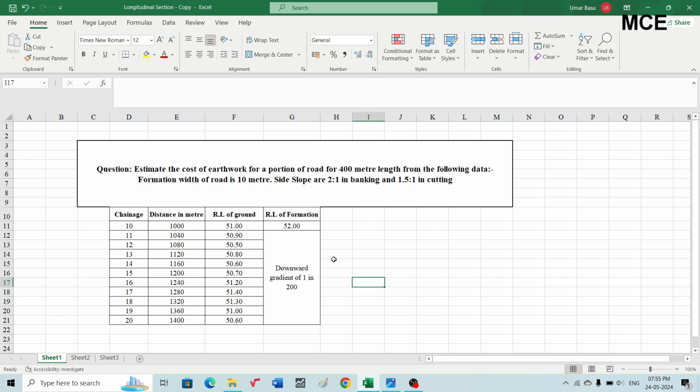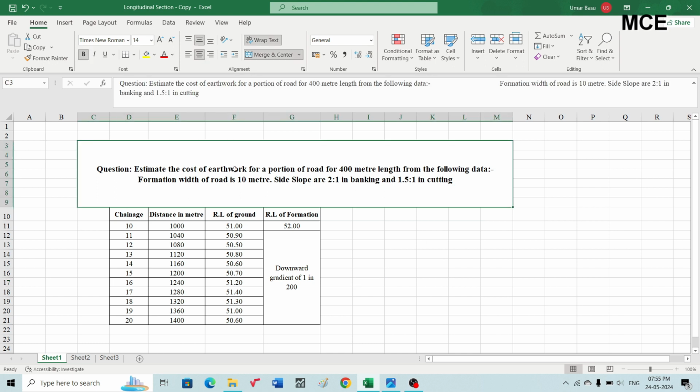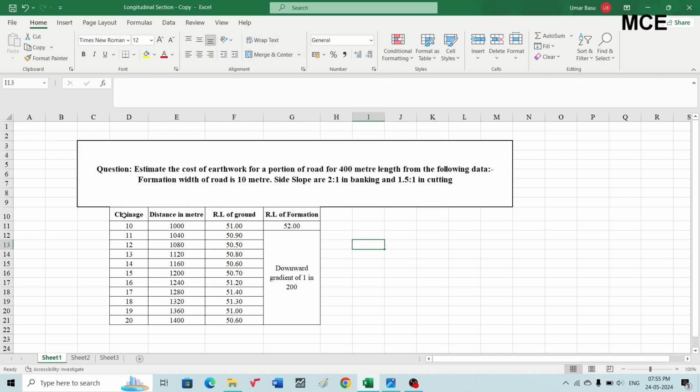I have been given a question which states: estimate the cost of earthwork for a portion of road of 400 meter length from the following data. Formation width of the road is 10 meters, side slopes are 2:1 in banking and 1.5:1 in cutting. You can see the chainage and the corresponding distance. For chainage 10, distance is 1000 meter and corresponding RL is 51.